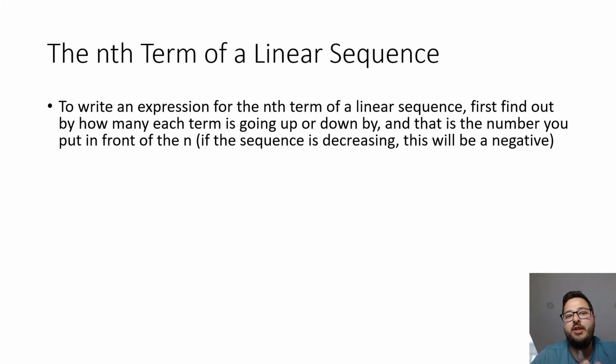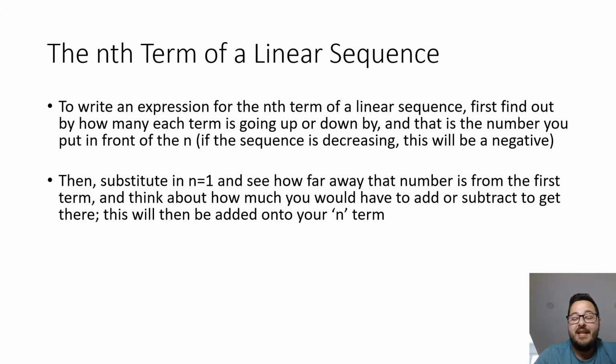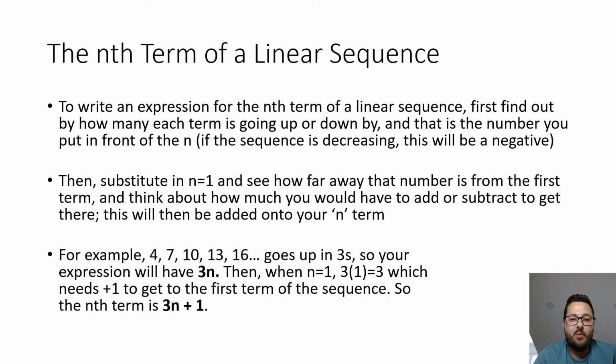So the first thing you do is find out how much it's going up or down by. If it's going up, it's going to be a positive number. If it's going down, it's going to be a negative number. Then you look at the first term and think, for that first term, n is 1. So you substitute n is 1 and then think, how much more do I need to add or take away to get to that first term? It'll be a bit easier to do it with an example.